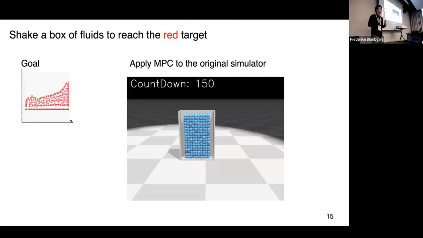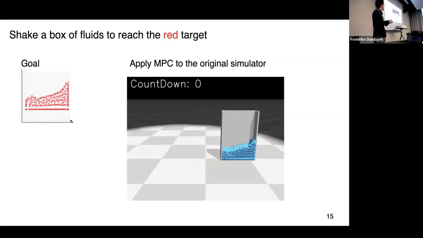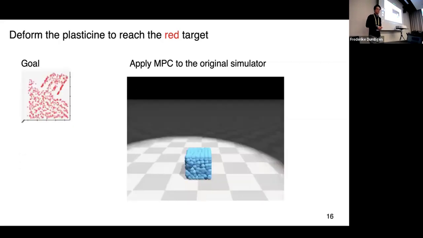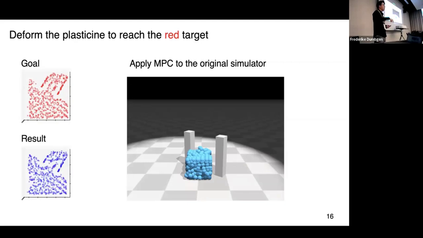able to come up with a sequence of actions that shapes a box of fluids, such that when the countdown goes to 0, the shape of the fluids will match the targets shown on the top left. Here's another example where we're trying to grip the deformable foam. Here, the decision variables are the position, orientation, and clipping distance of this parallel jaw gripper.